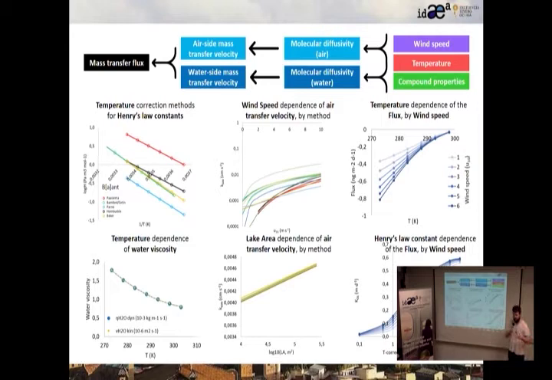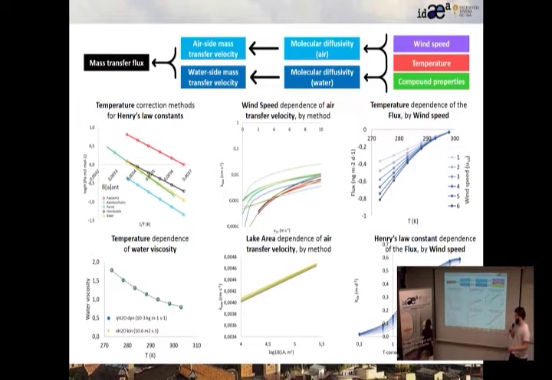There are also several ways and equations for calculating variables. We can choose different methods to do that. For example, there are different ways of correcting Henry's law constants with temperature. There are different equations and models to determine the influence of wind speed on air transfer velocities, etc. So we just need to be careful on how we interpret these results. We cannot assume that one thing is right or the other is wrong.